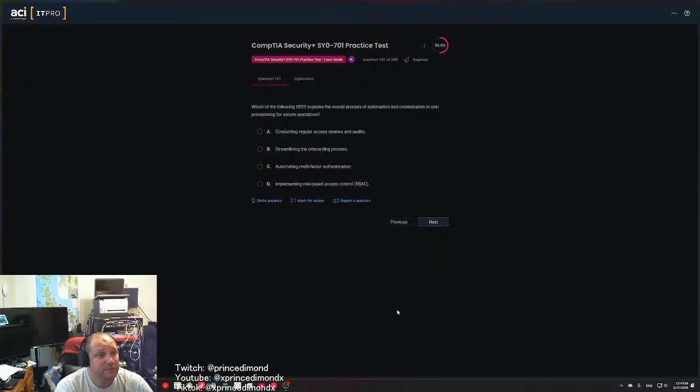Which of the following best explains the overall process of automation and orchestration in user provisioning for secure operations?